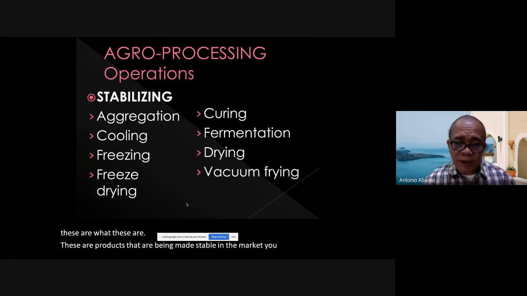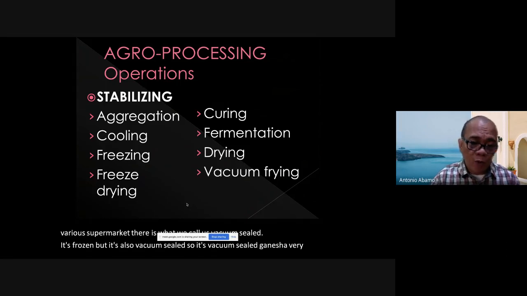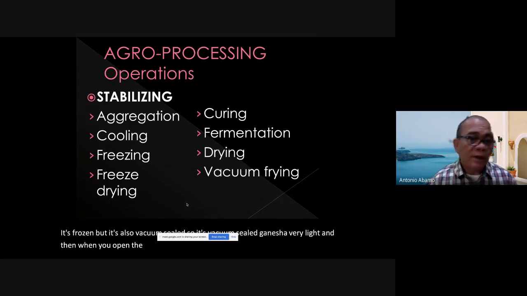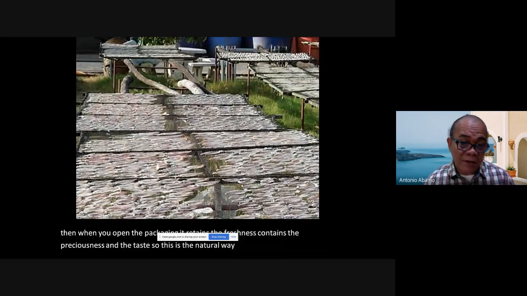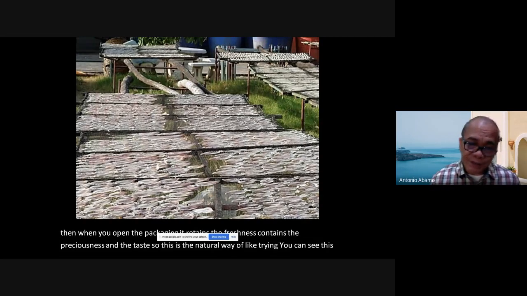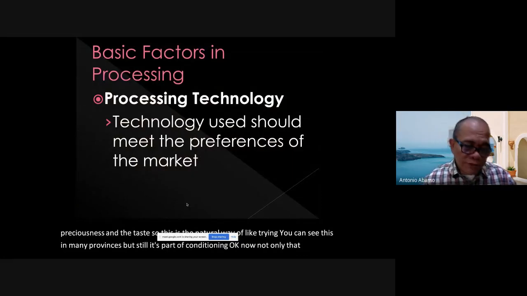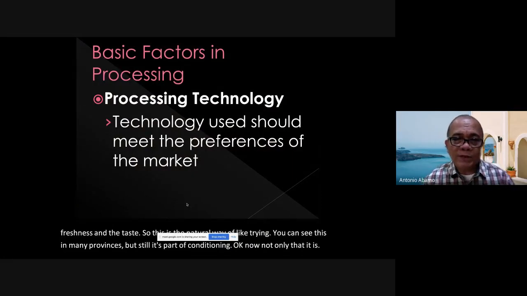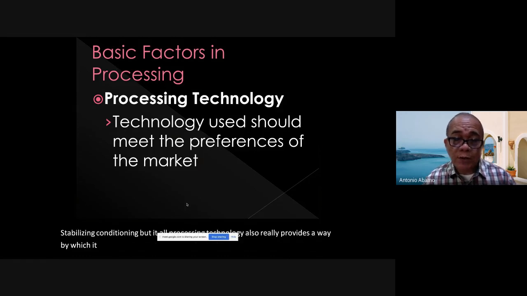You can see at various supermarkets what we call vacuum sealed. It's frozen, but it's also vacuum sealed, so it's very light. And then when you open the packaging, it retains the freshness and the taste. So this is the natural way of drying. You can see this in many provinces. But still, it's part of conditioning, okay? Now, not only is it stabilizing and conditioning, but agro-processing technology also provides a way by which it can reach distant markets.